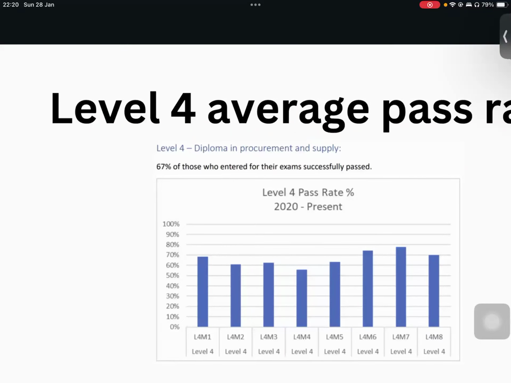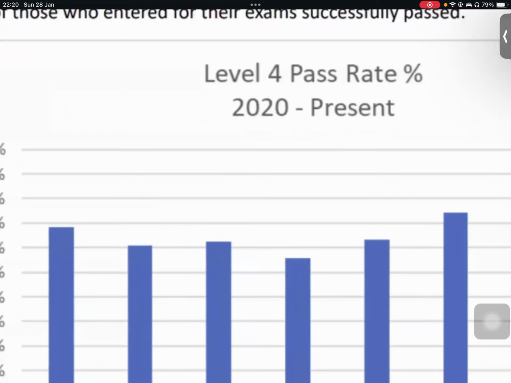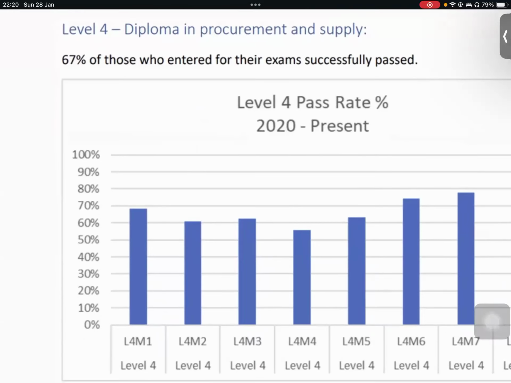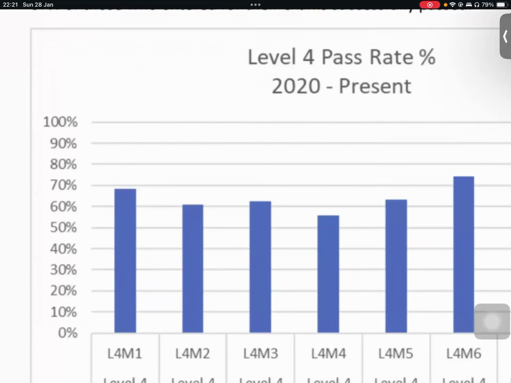They also updated the new knowledge in level 4. So I believe that with FM4, the pass rate will improve in this March. The second module with the lowest pass rate is FM2. It is about 60% or 61%.